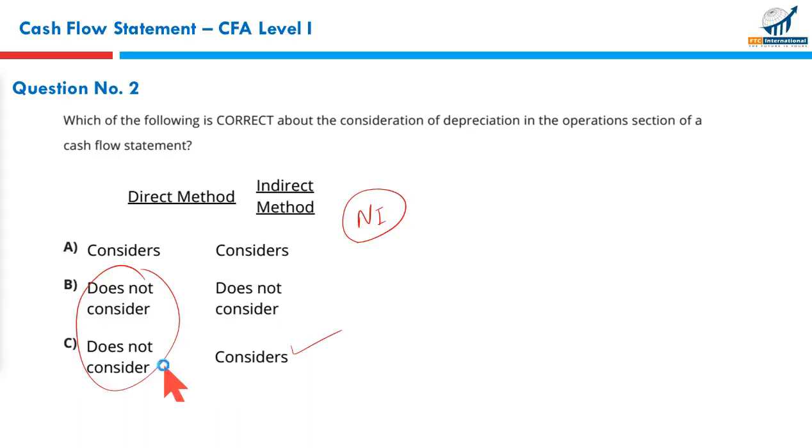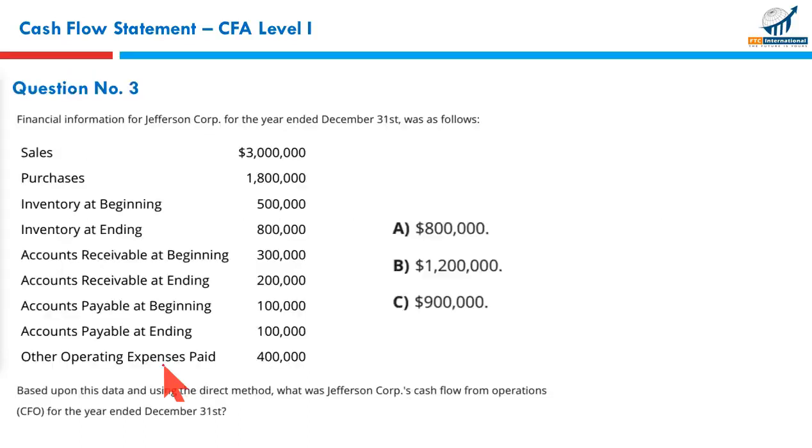Next. Question 3. Financial information for Jefferson Corporation for the year ended December 31st was as follows. What exactly do we need? We just need to know the requirements. So accordingly, we can do the working. Based upon this data and using the direct method, what was Jefferson's cash flow from operating activities, or cash flow from operations?